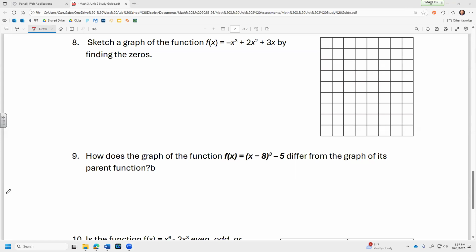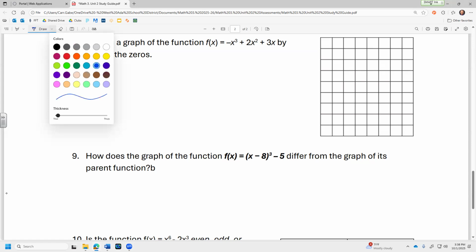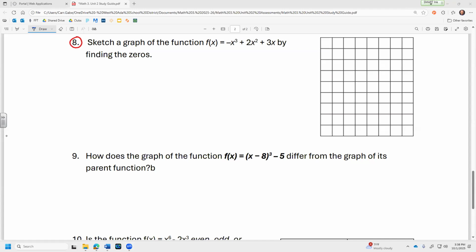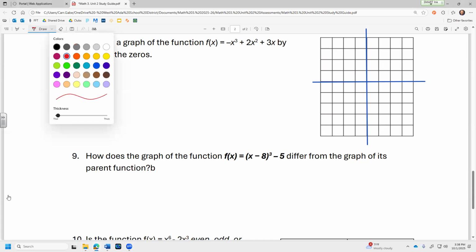So on number 8, we're going to be sketching a graph of the function of negative x cubed plus 2x squared plus 3x by finding the zeros. The first thing we're going to go ahead and do is create a coordinate plane. And we'll get that set up right here. There is going to be our x-axis. There's going to be our y-axis. And the next thing we're going to do is find the zeros of our function.